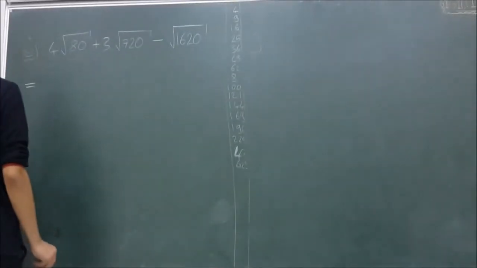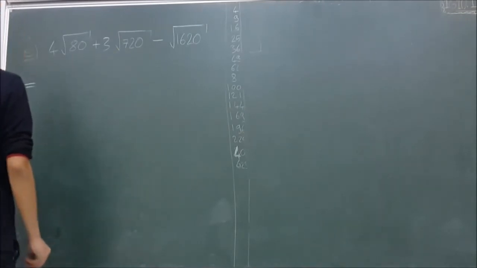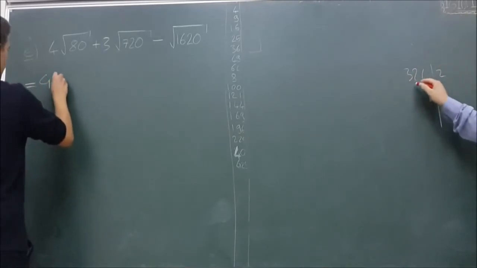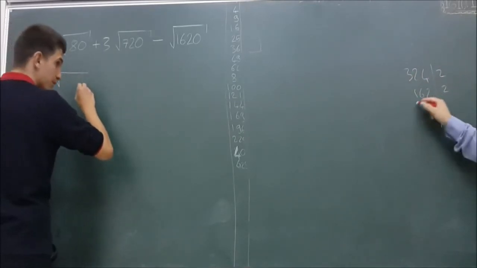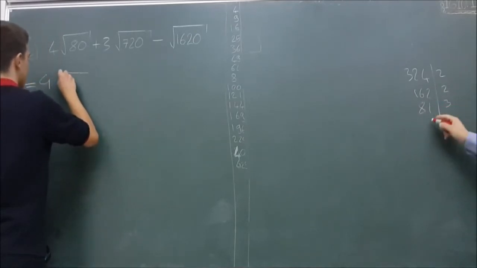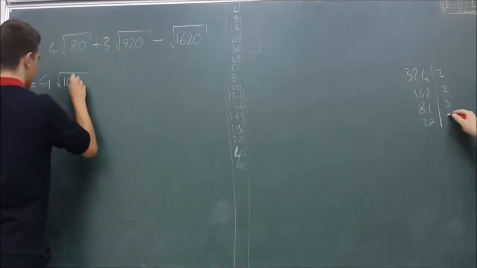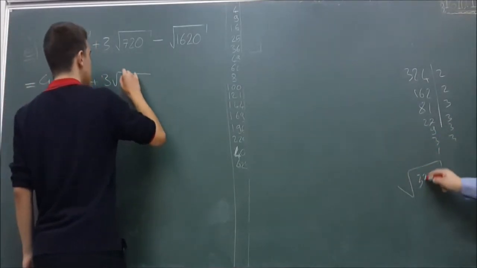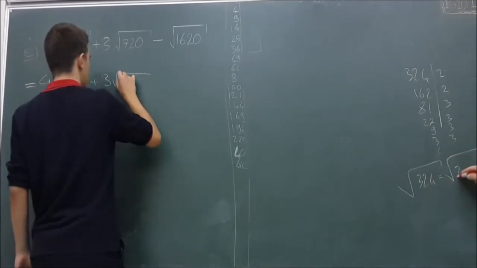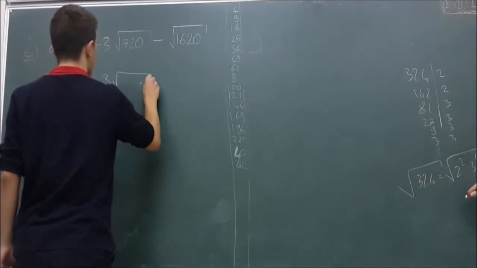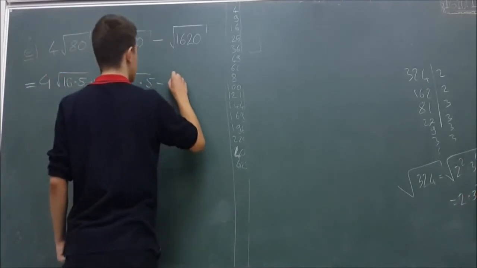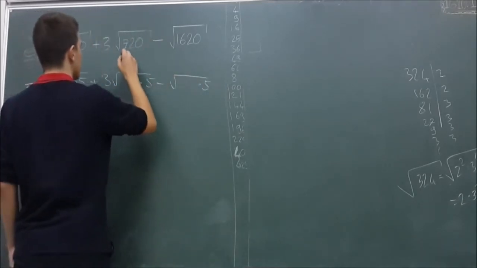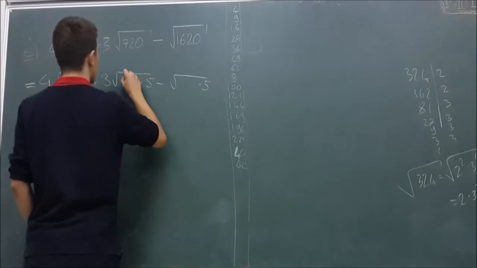Square root of 324. Take them out. So 3 squared, 9, 2 times 9 is 18.